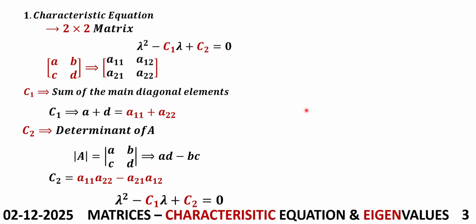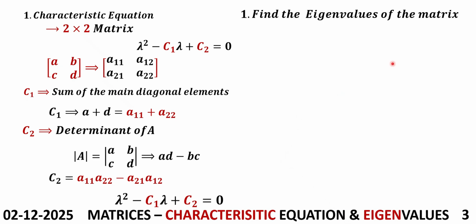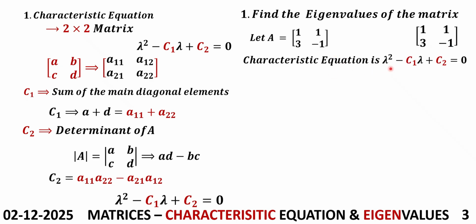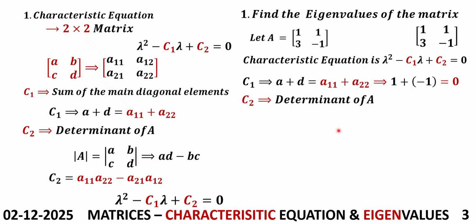Let us see an example using the same characteristic equation. The given matrix is 1, 1, 3 and minus 1. The characteristic equation is lambda square minus C1 lambda plus C2 equal to 0, where C1 is A plus D. Here the A value is 1, B value is 1, C value is 3 and D value is minus 1. So A and D are the leading diagonal, and we have to add them, that is A11 and A22. 1 minus 1 is equal to 0.